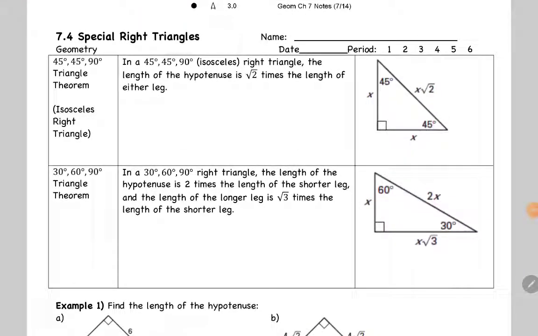Today we're going to look at some special right triangles. And here they are. They're called a 45, 45, 90 degree triangle and a 30, 60, 90 degree triangle.